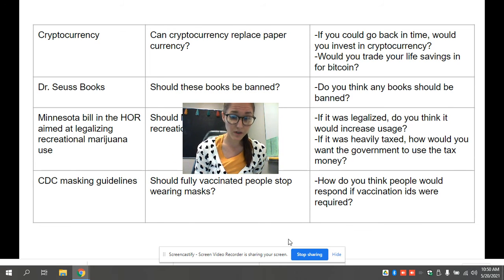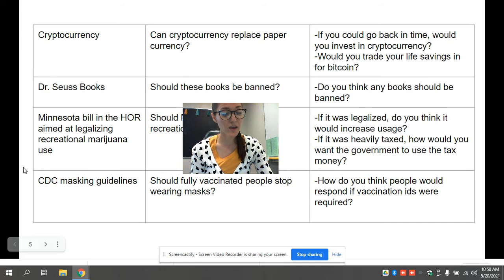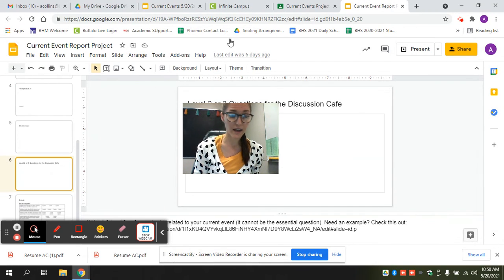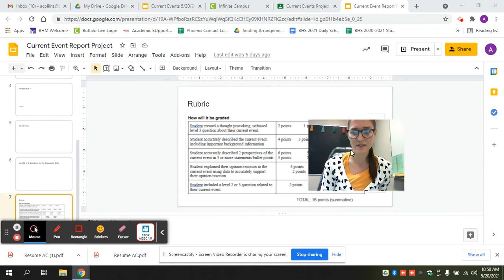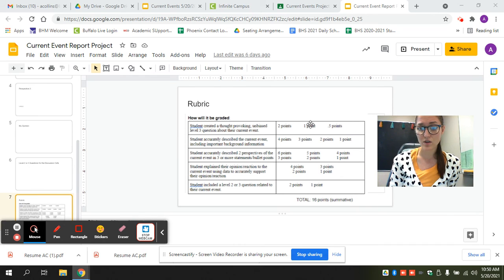If you guys have any questions about the level 2 or 3 question or the My Opinion piece, be sure to ask. At the end of your project, I have a copy of the rubric. Go ahead and use that as a mental checklist to make sure that you have everything you need in order to get an A on this project, because it is going to be weighted as a summative assignment.